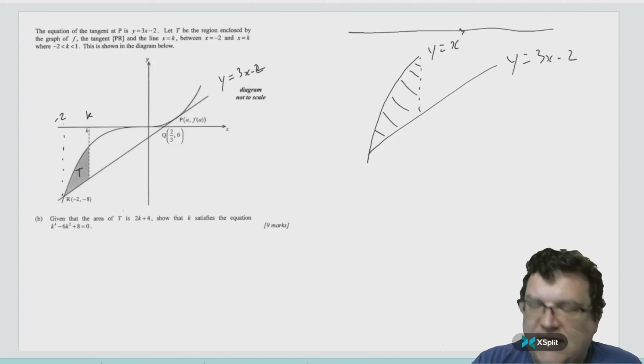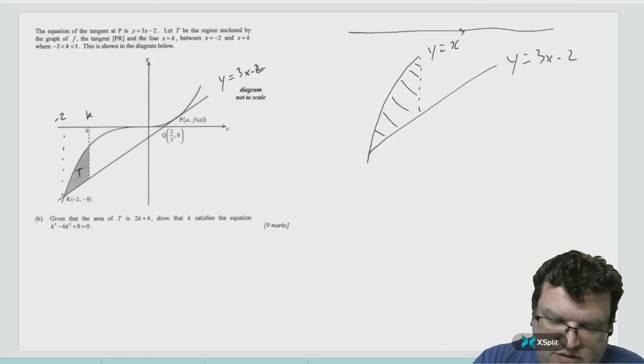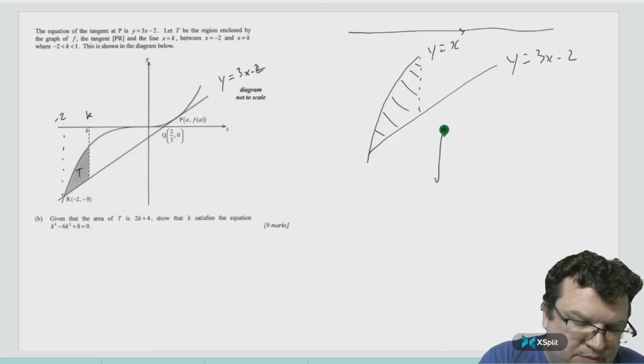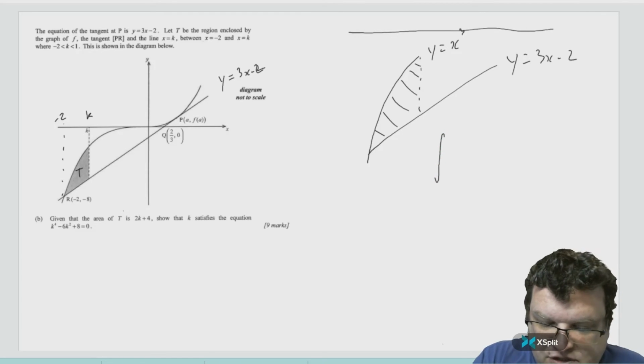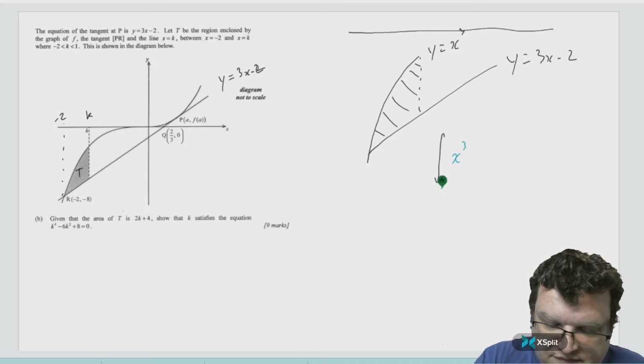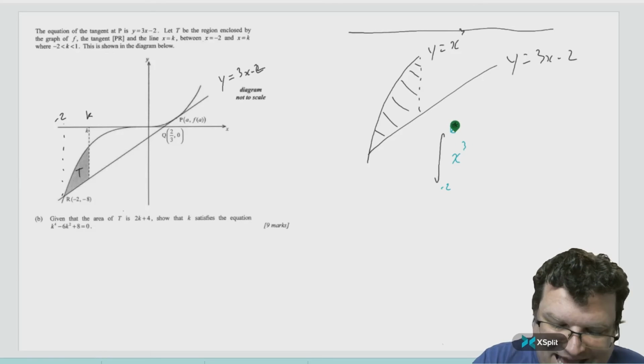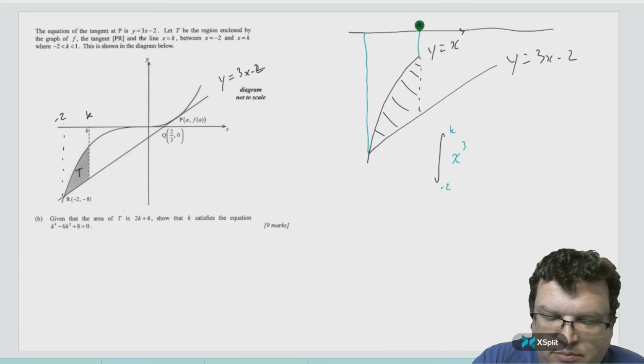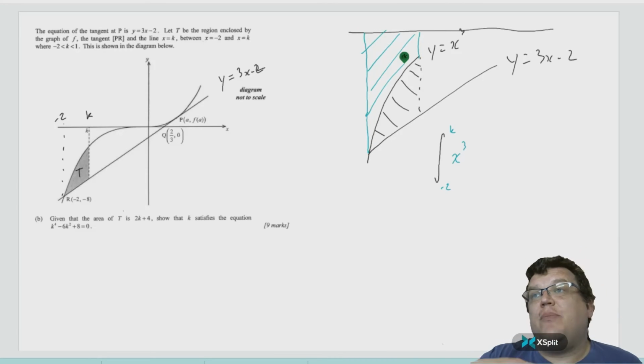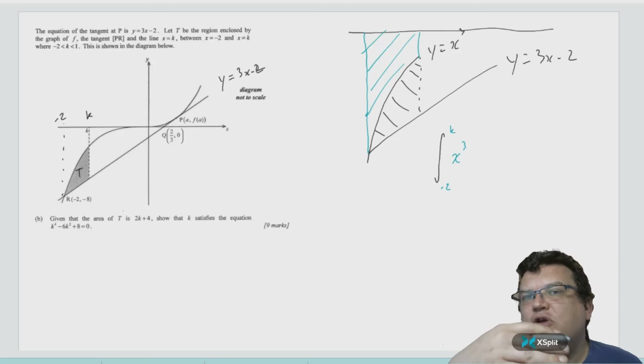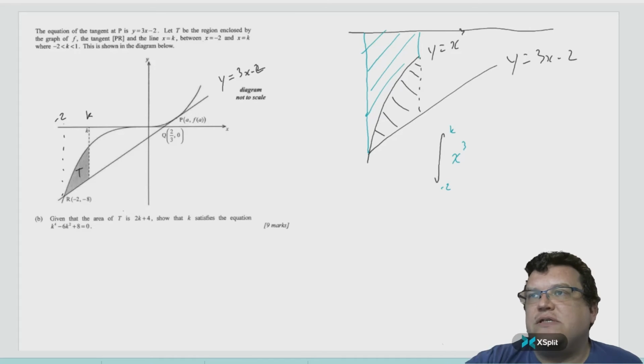So if I was to integrate this curve here, for example, so let me just swap colour. If I integrate x³ between -2 and k, what I'm going to get is this area here. And I'm just shading it in blue, because it's the area bound by the curve and the x-axis. Even when you're below the x-axis, you're going to get given that area. That's not quite what I want, but it is going to help me find the area of shaded section T.